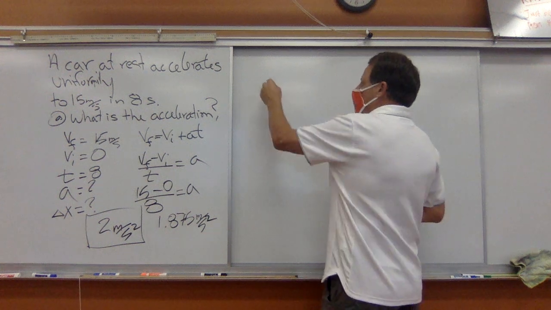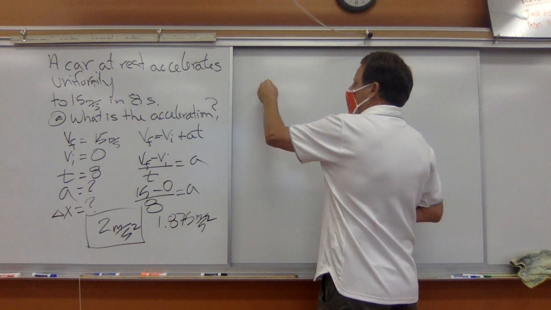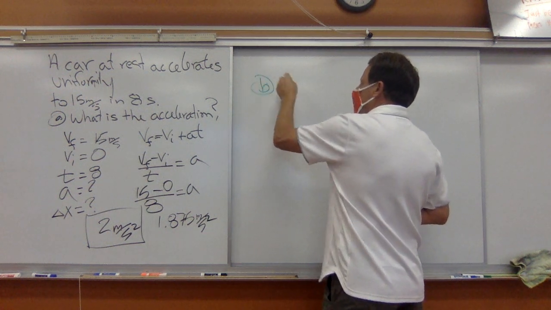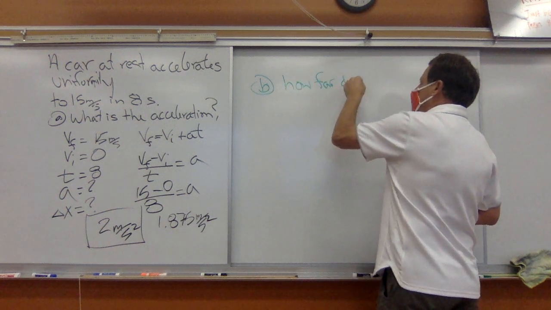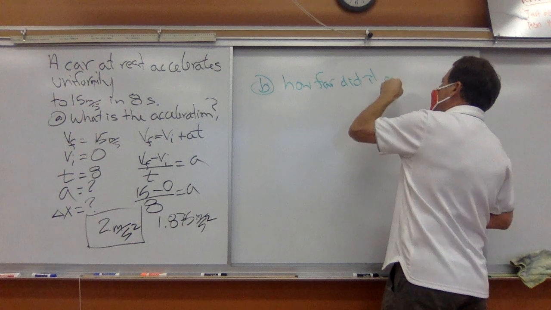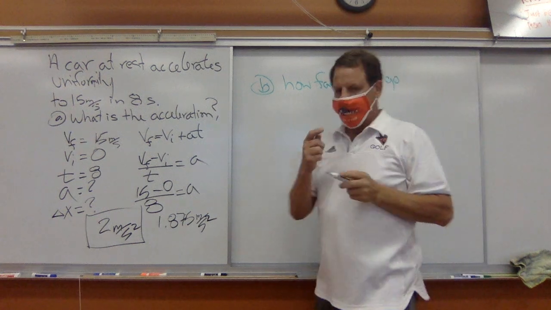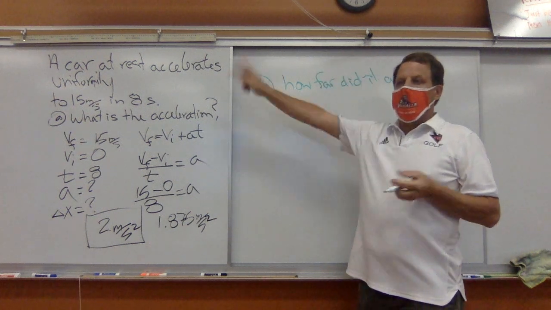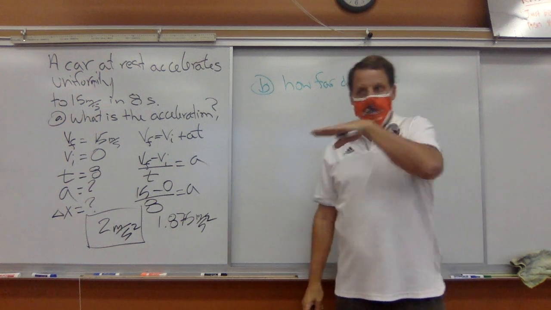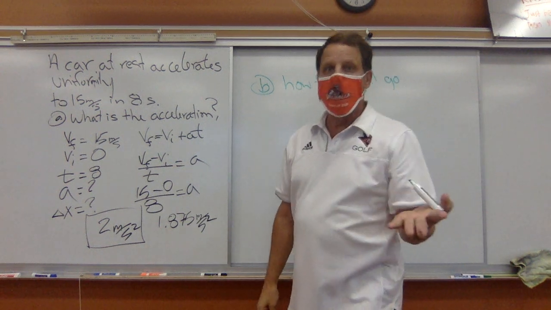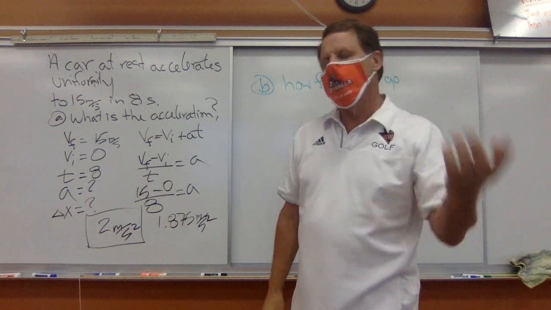Okay, so now we're going to look at that next part. Let's say we had B. It's just like how far did it go? Okay, now we are presuming in this one-dimensional motion that it was only going in a straight line direction. So that really means delta x, okay?